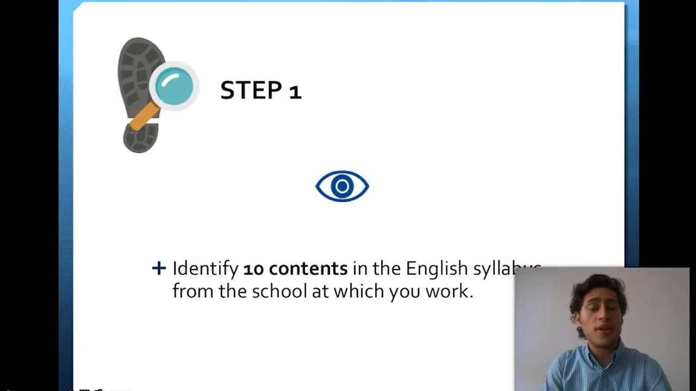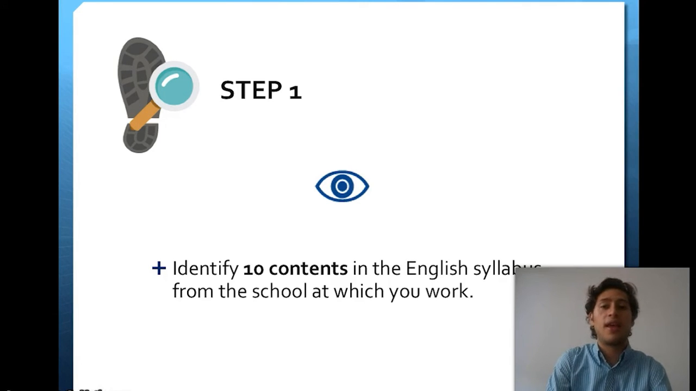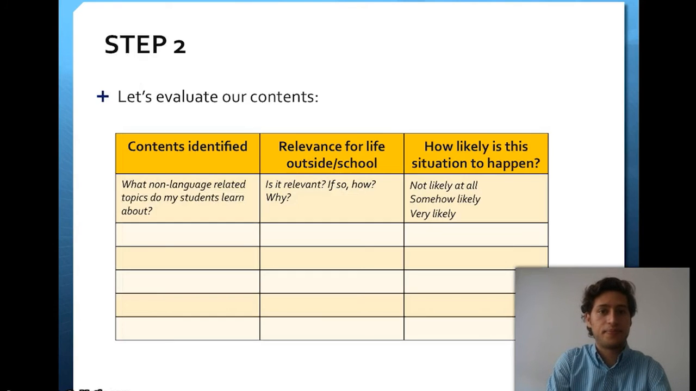Okay, and once we have done this, we are going to do the following activity. This is going to be our performance of understanding that we are going to share in the discussion forum here in this week. The first step is going to be to identify 10 contents, 10 topics in the English syllabus from the school at which you're working. So you're going to take your plans, your syllabus, and you're going to find 10 contents about which students are learning in your English lessons.